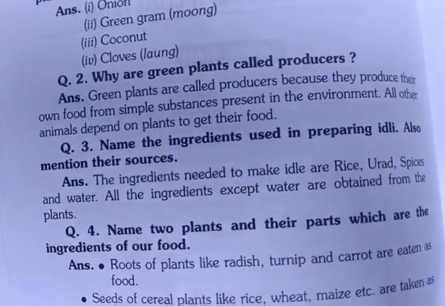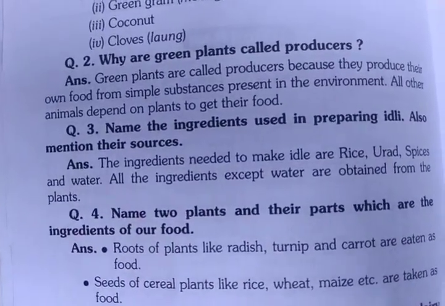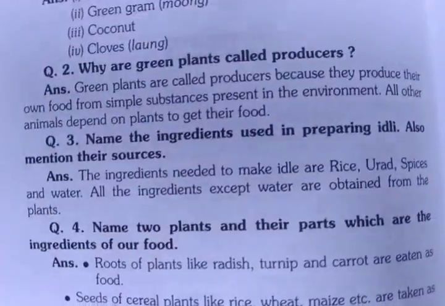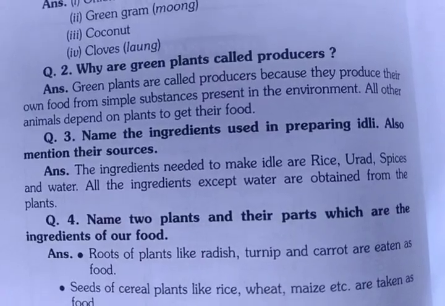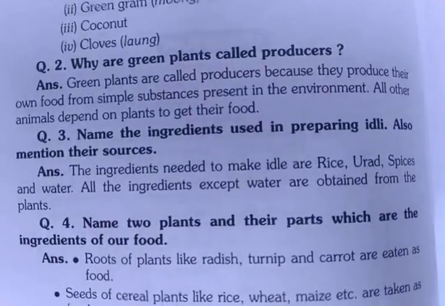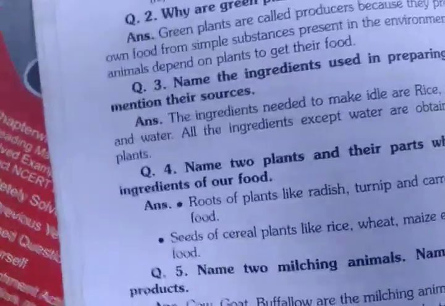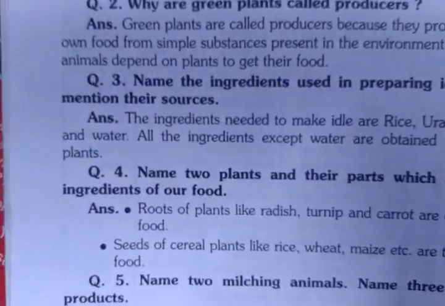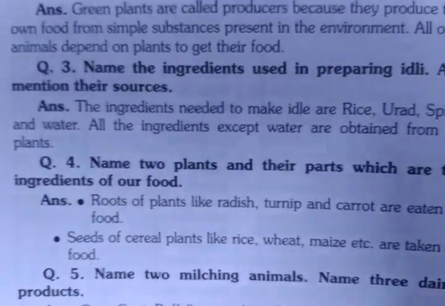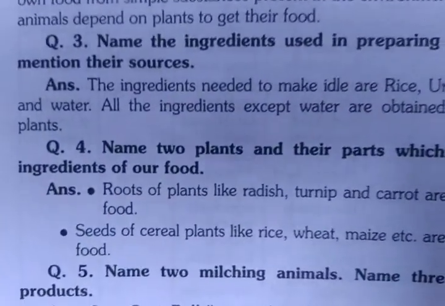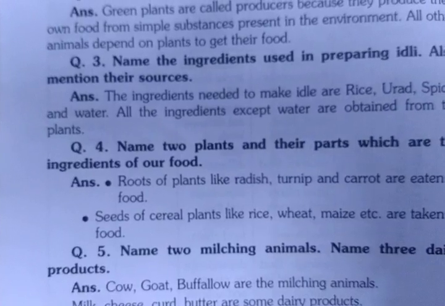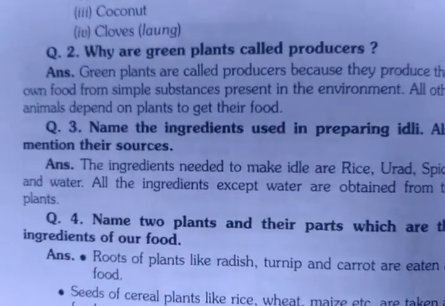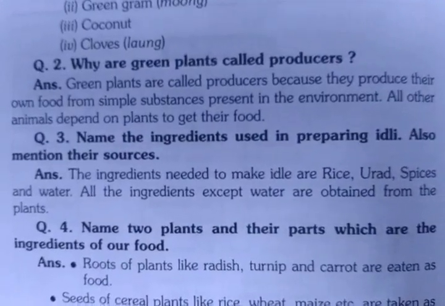Question number 3, name the ingredients used in preparing idli. Also mention their sources. That means, what materials are used to make idli, and where do these materials come from? First of all, you can see this answer very clearly. The ingredients needed to make idli are rice, urad, spices and water. All the ingredients except water are obtained from plants. Only water is obtained from another source, and all the rest are obtained from plants.